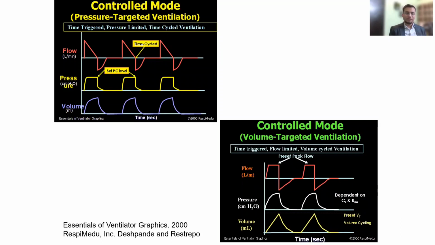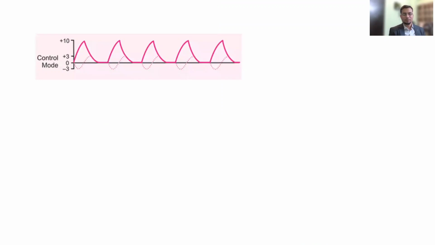So there is a difference, as I said in the previous slide, between pressure targeted or pressure control ventilation and volume targeted or volume control mechanical ventilation. In volume control, the flow will be a square wave. In pressure control ventilation, the pressure will be a square wave. So here the flow will be square wave, here the pressure will be square. This is the basic difference.